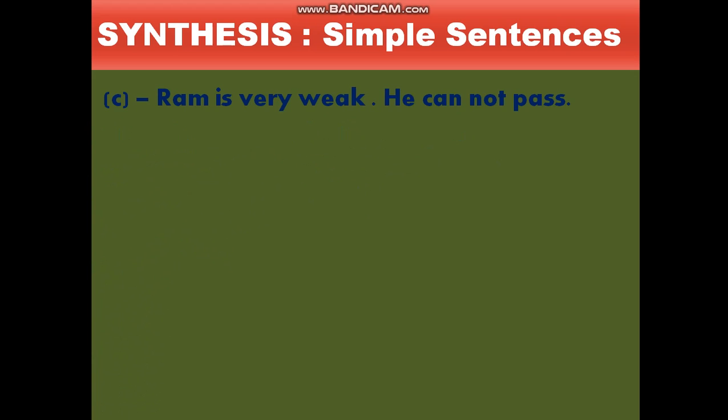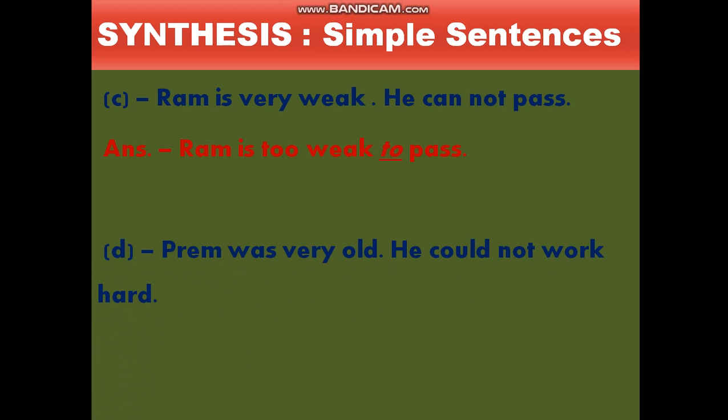Let us take a look at different type of sentences. Ram is very weak. He cannot pass. Here we will use too plus our infinitive to, like this. Ram is too weak to pass.